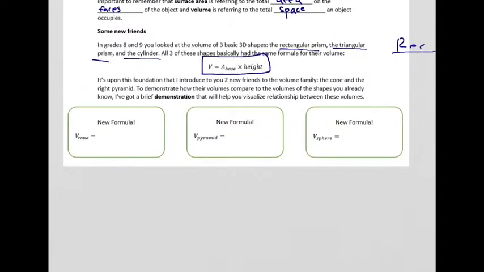But there are new shapes that you've been introduced to in this chapter. You've been looking at cones, you've been looking at pyramids, and you've been looking at spheres. So those will have new formulas. You cannot find their volumes by going area of base times height. They have their own special formula. So I've got a nice demonstration here to help you visualize these new formulas. You can actually see them at work.